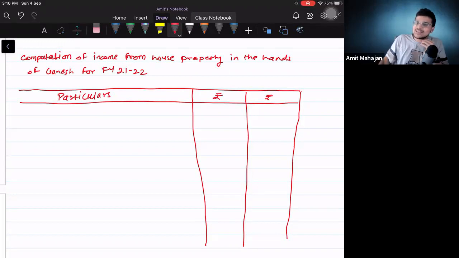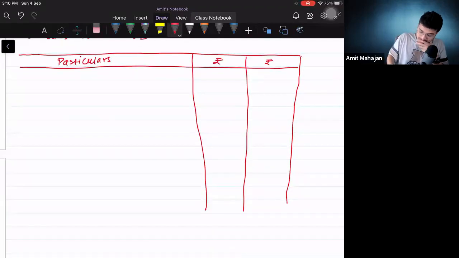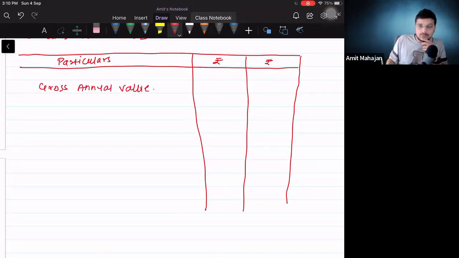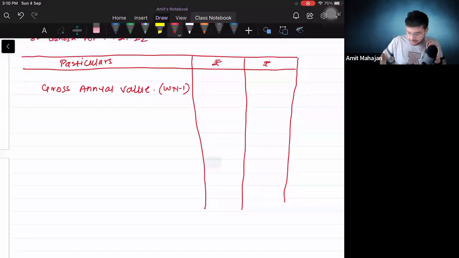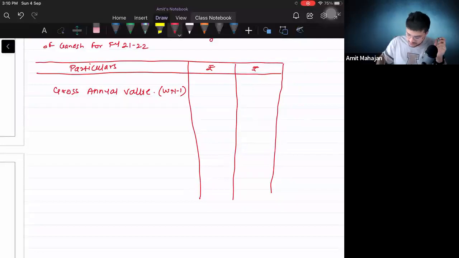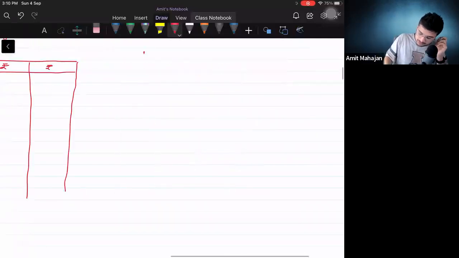So particulars में first क्या लिखेंगे? Particulars में first लिखेंगे GAV. Sorry, will not write GAV, gross annual value. Of course, we'll have to write a working note for this. Yes, so working note 1. Now, पीछे नीचे थोड़ा space छोड़ देना. After that, we'll write working note. Working note 1. Computation of GAV.